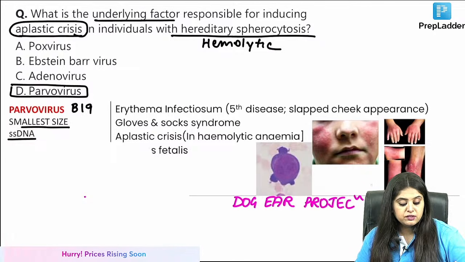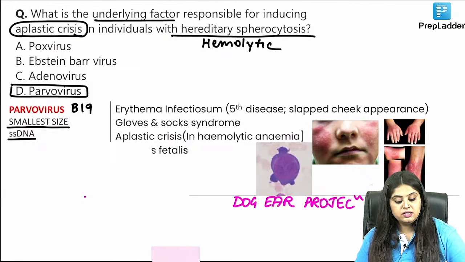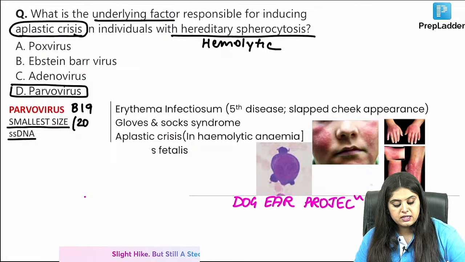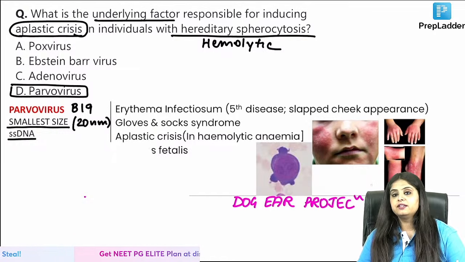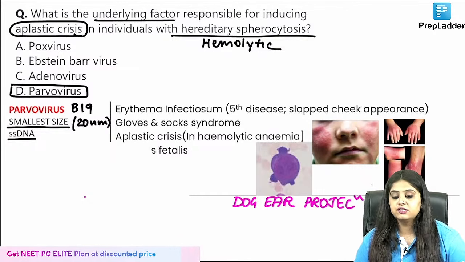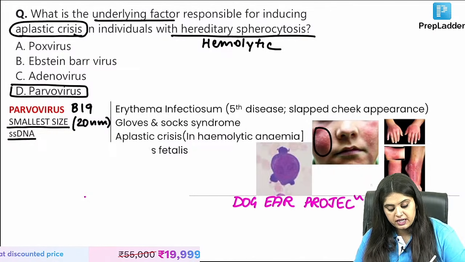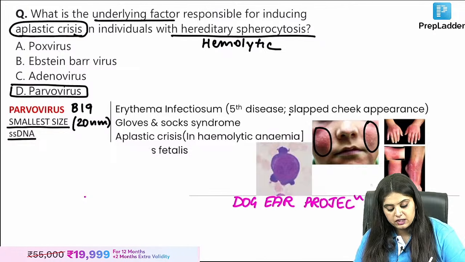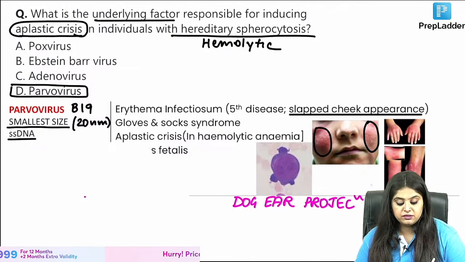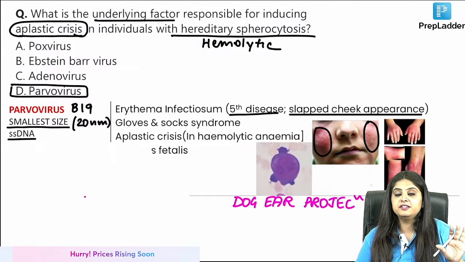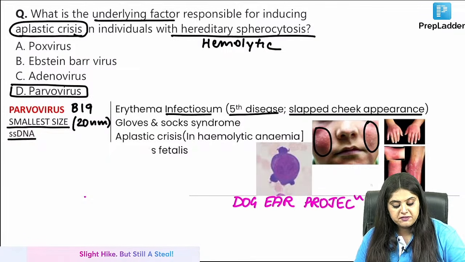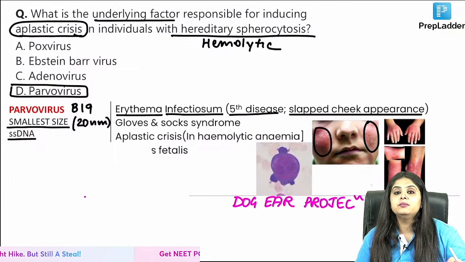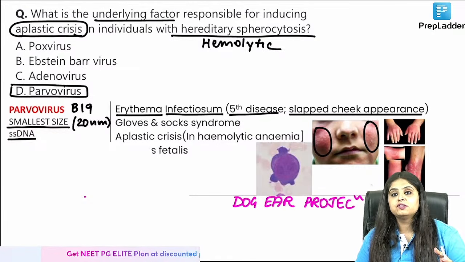Also, she is the smallest virus out of all. She measures all of 20 nanometers. She's the smallest virus out of all. So a tiny virus, plus she's alone, she's single, she's crying, her cheeks have become red. So what is this known as? Slapped cheek. It looks as if someone has slapped her. Someone will slap obviously with 5 fingers. So slapped cheek appearance is known as 5th disease. And because it is an infection causing redness, it is erythema infectiosum. Everything is the same.